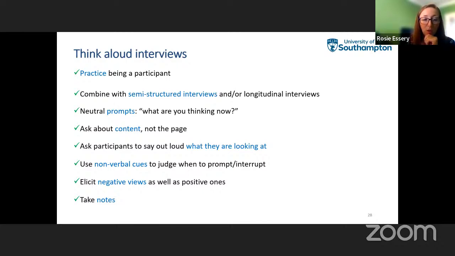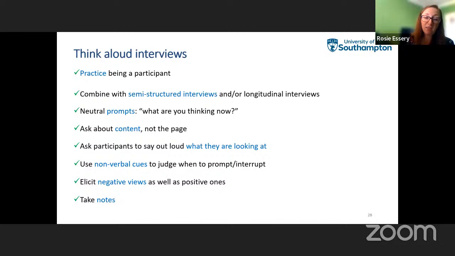Asking people to think about the content rather than the appearance of the page itself, because this tends to invite comments about colours, look, presentation. It's obviously not that these things aren't important, but it's often quite hard to get consensus on those types of issues. So we tend to use prompts like, what do you think about the message presented here? How much do you agree with X, Y, and Z? Because that really gets at the crux of the messages and the content that's being delivered.